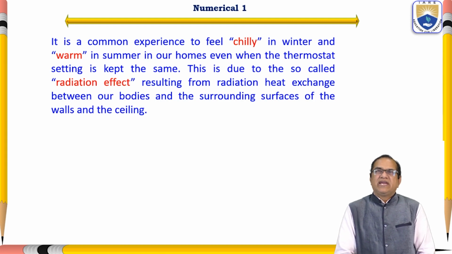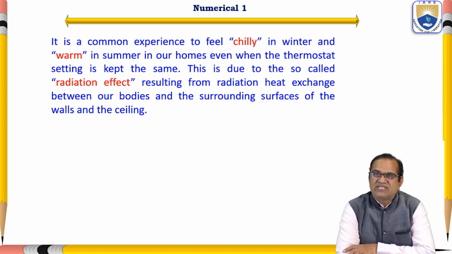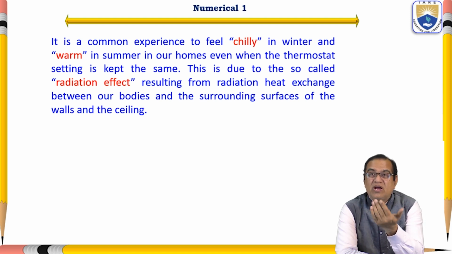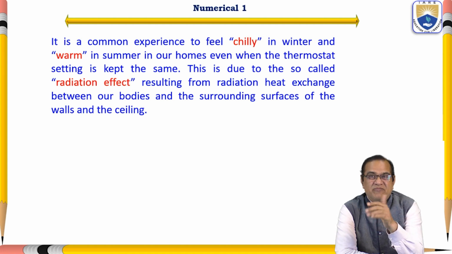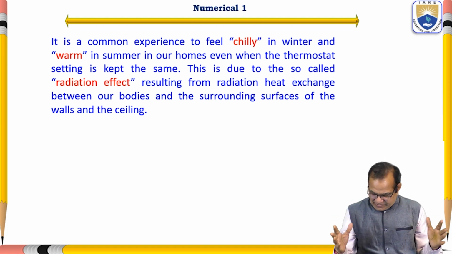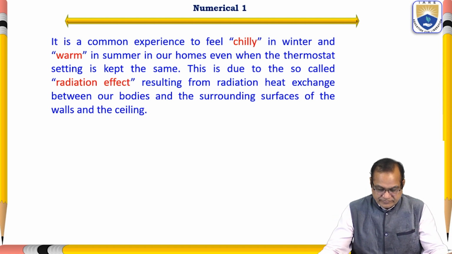So it is common experience to feel chilly in winter and warm in summer in our homes, even when the thermostat setting is kept the same. Means if it is an air conditioner, you are putting 20 degrees. If you put 20 degrees in summer, you will feel it is cool, but 20 degrees in winter, you will feel that it is chilling, because the outside ambient temperature is 10 degrees. So it depends upon the situation.